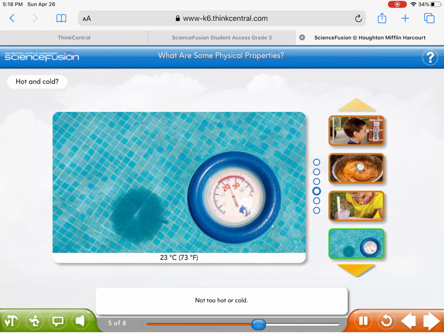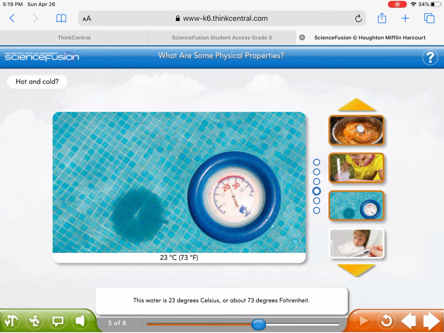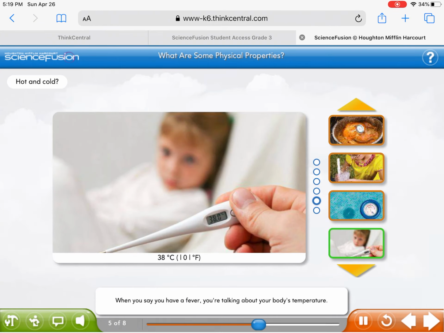Not too hot or cold. This water is 23 degrees Celsius, or about 73 degrees Fahrenheit. When you say you have a fever, you're talking about your body's temperature. This child's temperature is 38 degrees Celsius, or 101 degrees Fahrenheit.